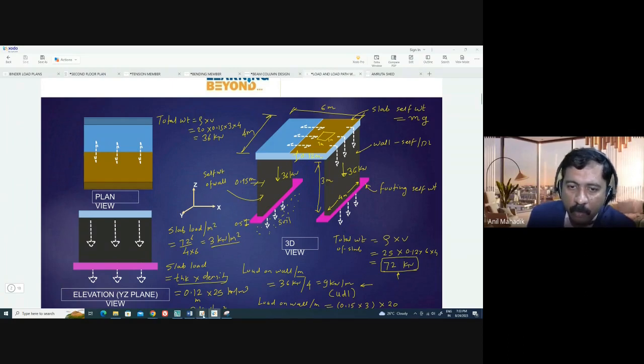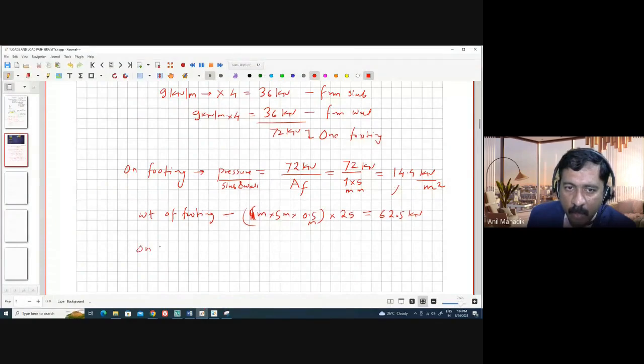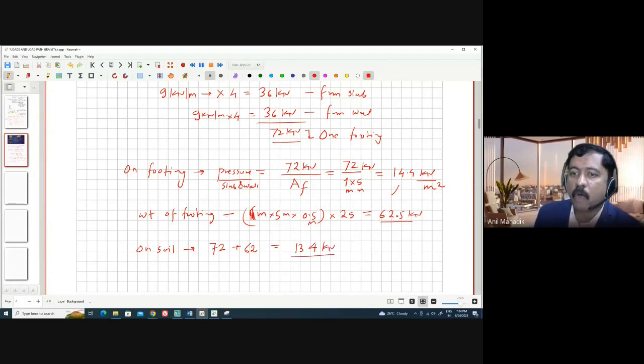So if you want the total load going on the soil, how much is going? 72 from the wall and slab plus self weight of the footing is 62. Let me write a round figure. So this total load will go on the soil, but over how much area? So what is the pressure on soil? 400. Load upon area. The size of the footing will be 1 meter into 5 meters.